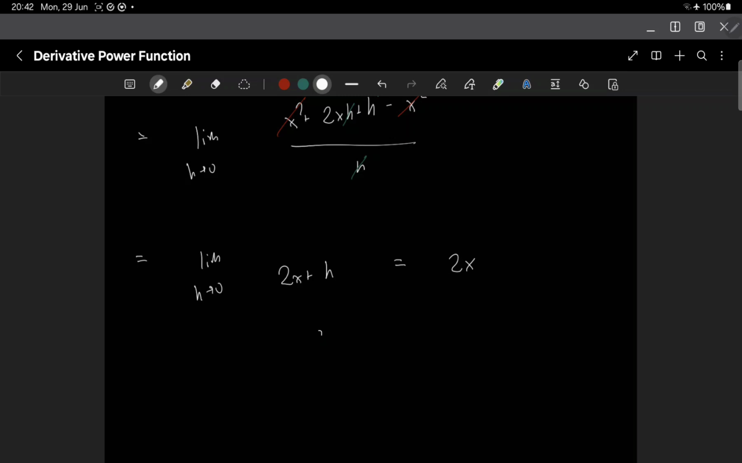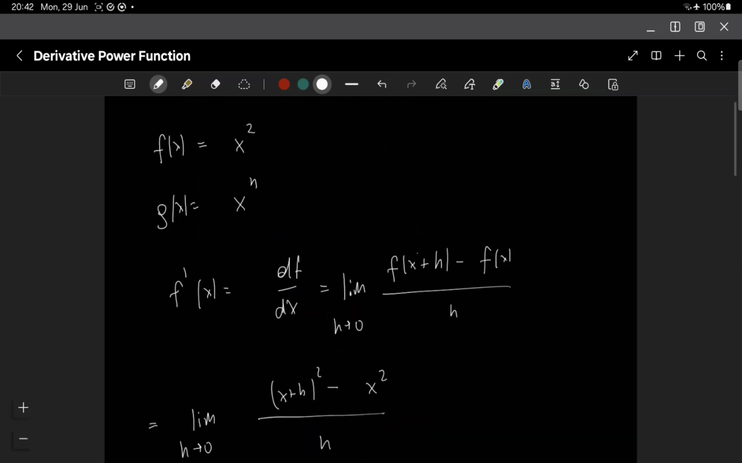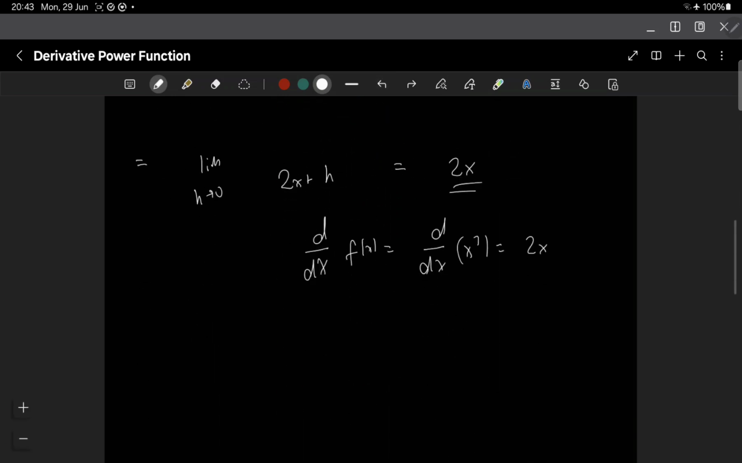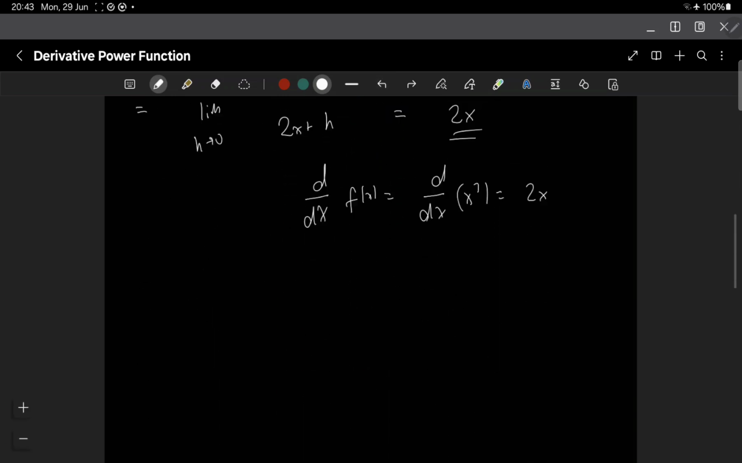And this is obviously just equal to 2x. So d by dx of x squared is equal to 2x. This is the derivative of x squared. Now what we're going to do is generalize this result to x to the power n.